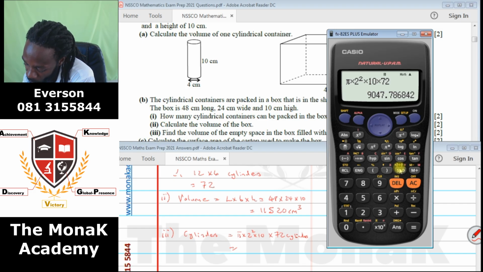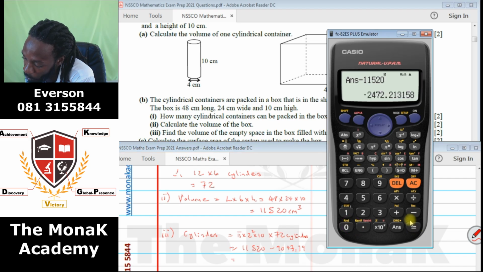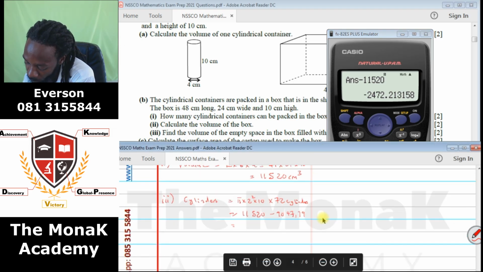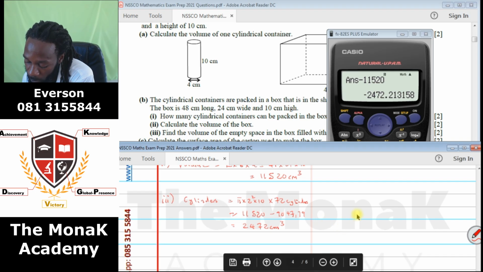9,047.79. So we know it's 11,520 minus 9,047.79, okay, which gives us 2,472 centimeters cubed. Always to 3 significant figures.